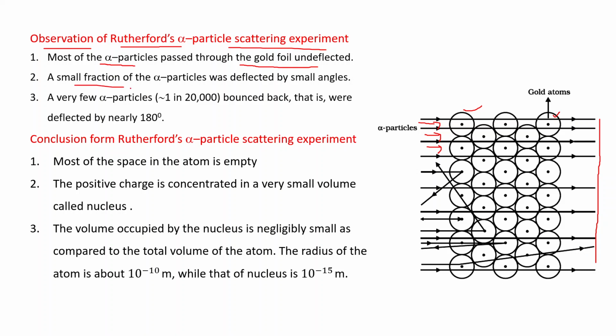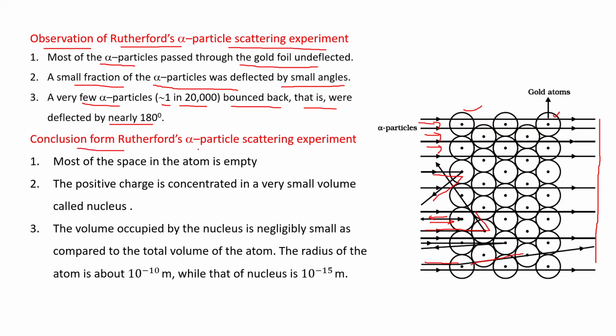A small fraction of the alpha particles was deflected by small angles. You can see this one is deflected by a small angle. This one again is a deflection by a small angle. This is also a deflection. A very few alpha particles, about 1 in 20,000, bounced back, that is, were deflected by nearly 180 degrees. You can see this alpha particle is bombarded in this direction and bounced back by 180 degrees.